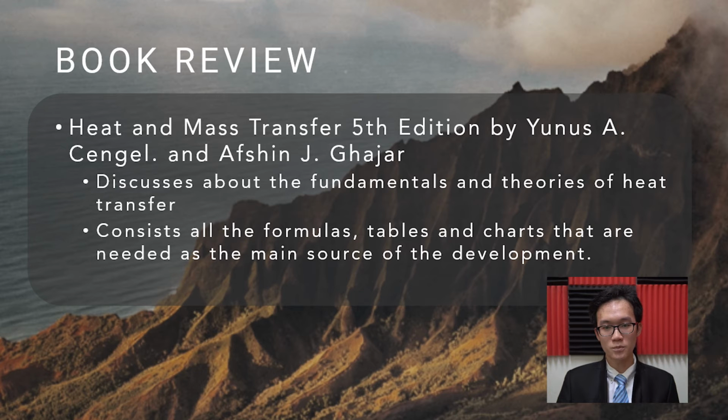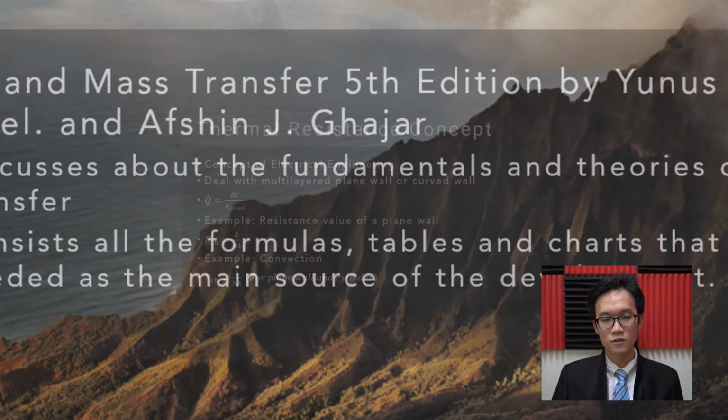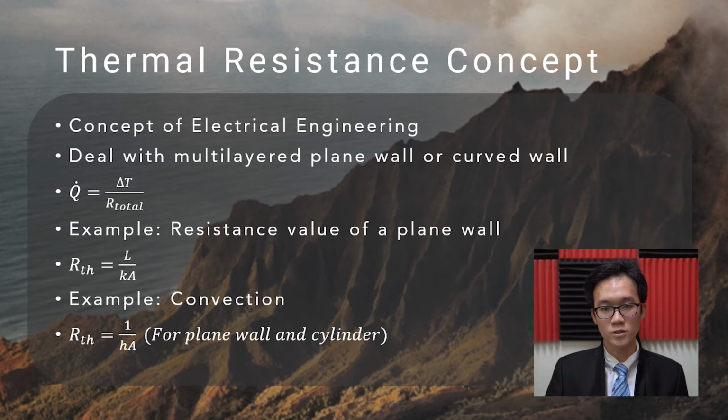There are 7 subchapters that are being touched. The first one is the thermal resistance concept. It applies the concept of electrical engineering and deals with multi-layer plane wall or curved wall. The heat rate can be calculated by dividing the temperature gradient by the total resistance value. Some examples of determining the individual resistance calculations such as plane wall and convection are displayed as shown.